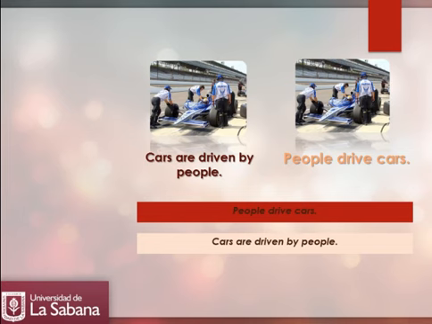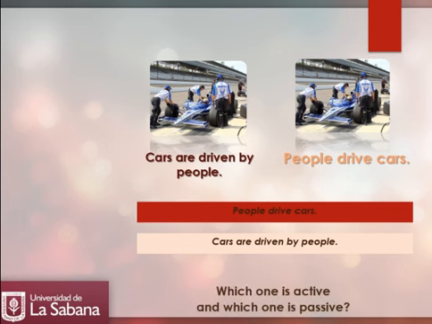Now look at the following two sentences and try to identify which one is active and which one is passive. The first sentence is cars are driven by people. The subject of this sentence is cars. But cars do not drive themselves. People drive them. So the action is performed by people. The subject, cars, receive the action. So this is the passive voice.